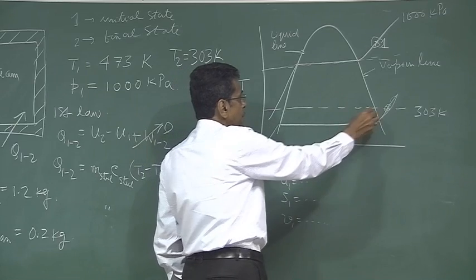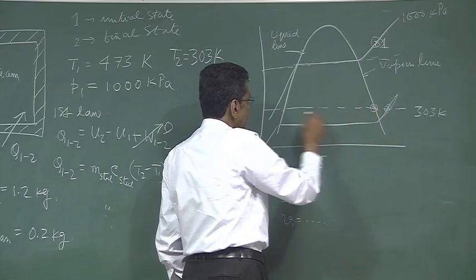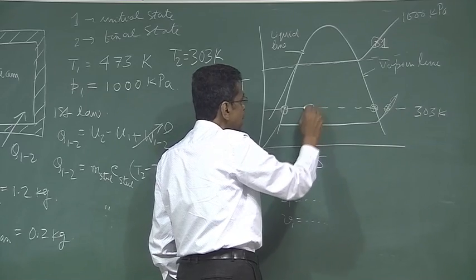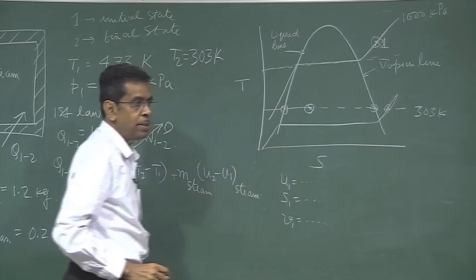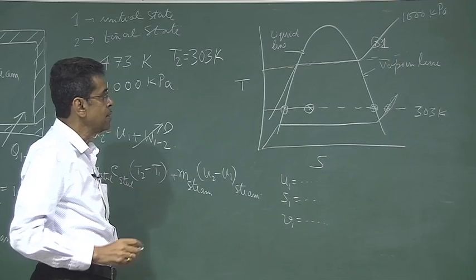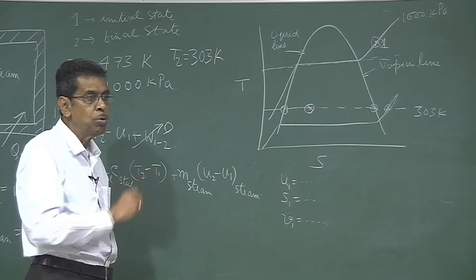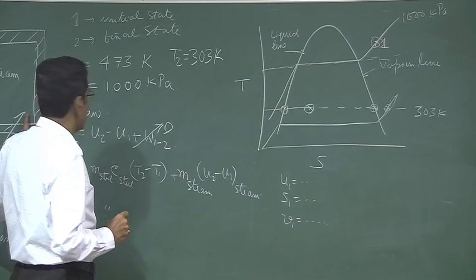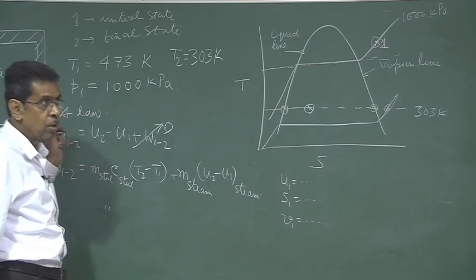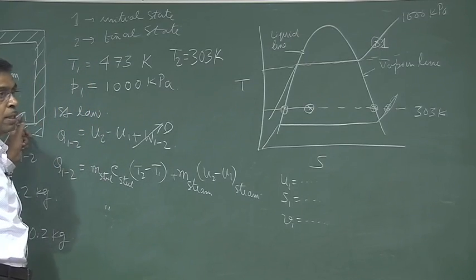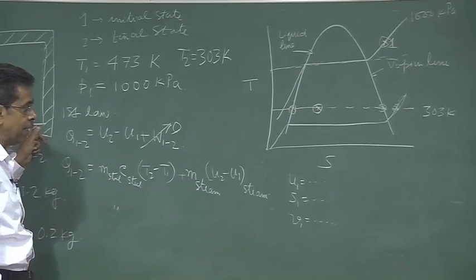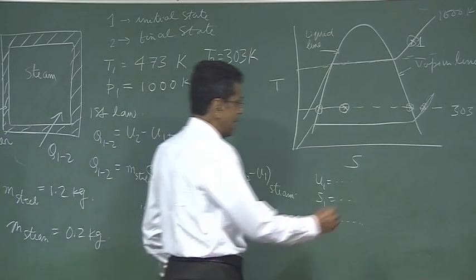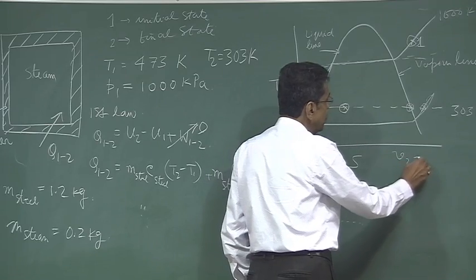This may be dry saturated vapor, this may be liquid, or this may be somewhere in between, wet vapor. That means a mixture of liquid and steam, wet vapor. How to check it? One thing is that this process is a constant volume process, because volume remains constant. And since the mass remains constant, that means the specific volume remains constant. That is, the clue is that V2 is V1.